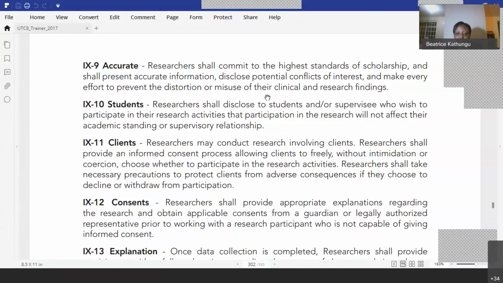So we are being challenged that even when we work with students, we need to disclose to them, those who want to participate in the research, what it's all about, and also assure them that their participation or failure to participate will not affect their academic standing or any supervisory relationship. This is important. I know that students are always feeling like the professors are up there and the students are down here. So whatever the professor says, just like the client-counselor relationship, there is the risk of vulnerability. So we must protect our students.